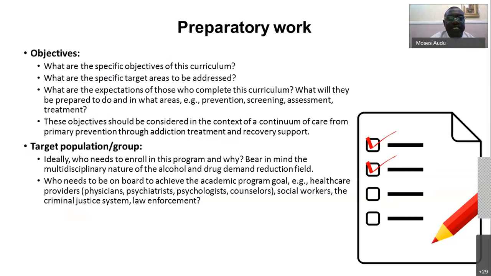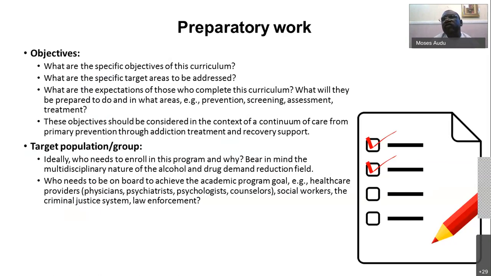But many people dabble into it and claim they are doing all sorts of addiction treatment or offering services. But when you look at it, it's not really evidence-based. So if you ban this program, what will they be doing? Is it prevention, screening, assessment, or treatment? And this objective should be considered in the context of a continuum of care, from primary prevention through addiction treatment and recovery support. Most people don't even know what recovery support is.